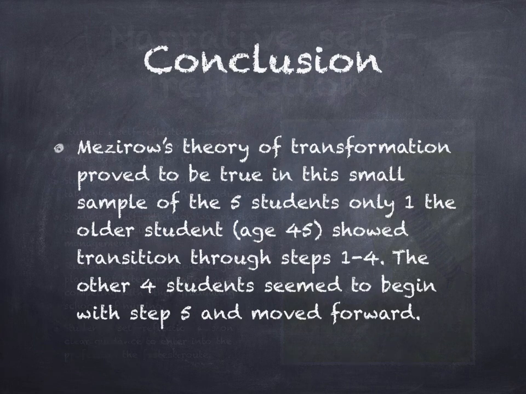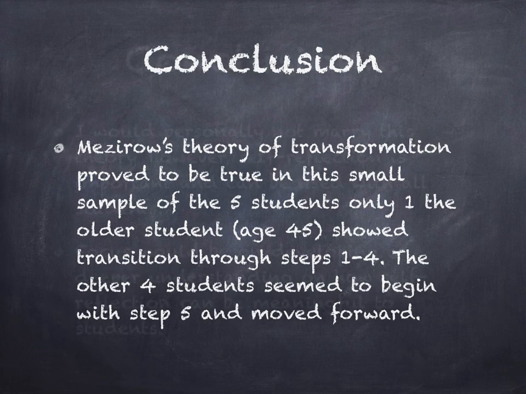Only one, the older student, age 45, showed transition through steps 1 through 4 of his 10-step process. The other four students seemed to begin with step 5 and move forward. So it was my conclusion that Mezirow's theory still applies to students who have been out of school for a period of time and returning to school later in life. So I came to several self-conclusions based on what I saw in the clinical setting.